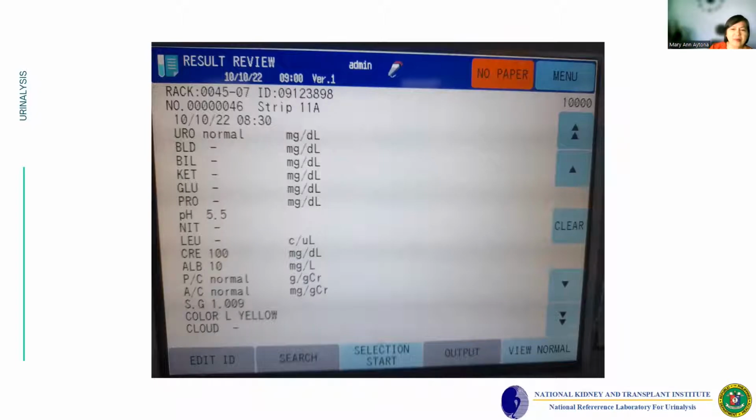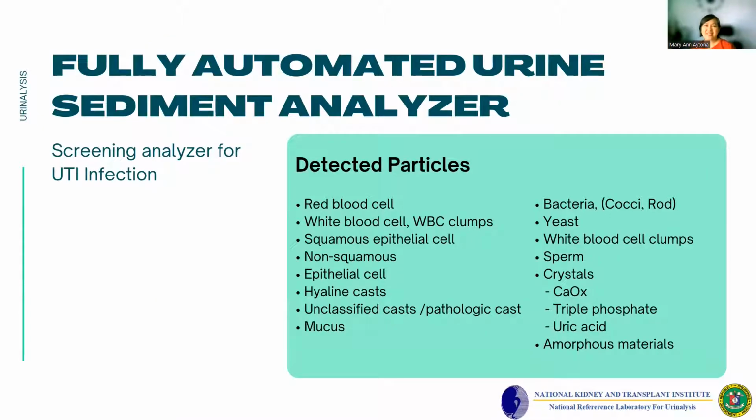So we have here an example of a patient result with the complete test strip parameters with the color and turbidity. Next, we discuss the fully automated urine sediment analyzer, the screening analyzer for UTI infection. What are the detected particles? Red blood cells, white blood cells, squamous epithelial cells, non-squamous epithelial cells, hyaline cast, unclassified cast or pathologic cast, mucus, bacteria, yeast, white blood cell clumps, sperm, crystals like calcium oxalate, triple phosphate, uric acid, and amorphous materials.